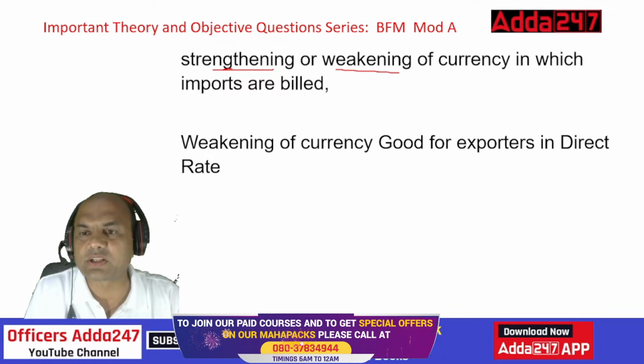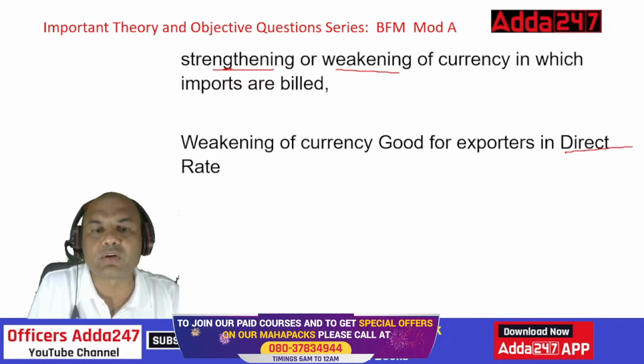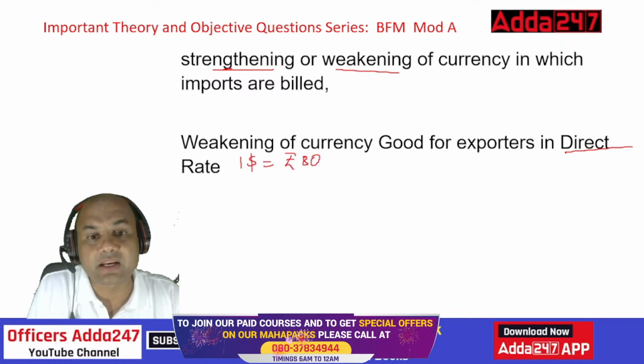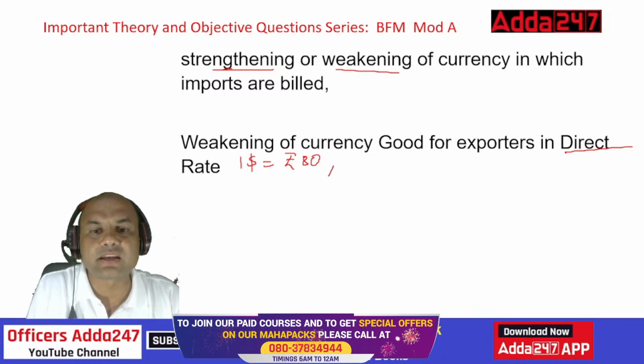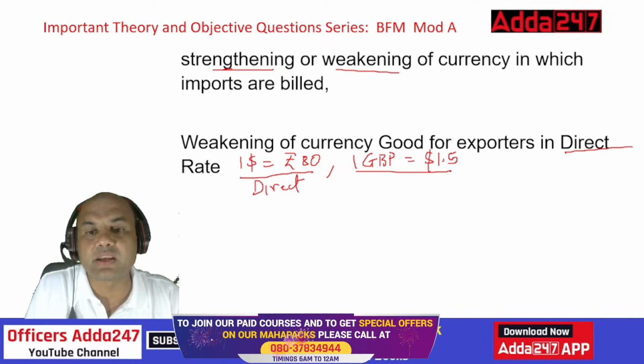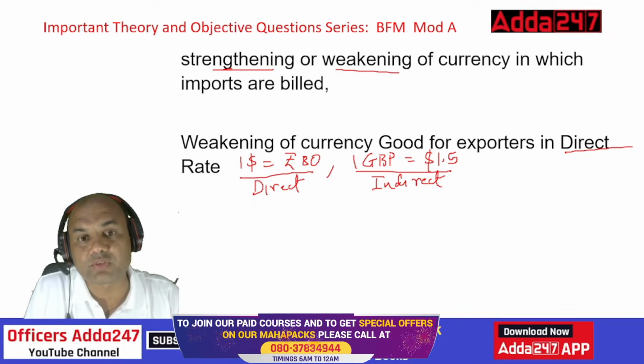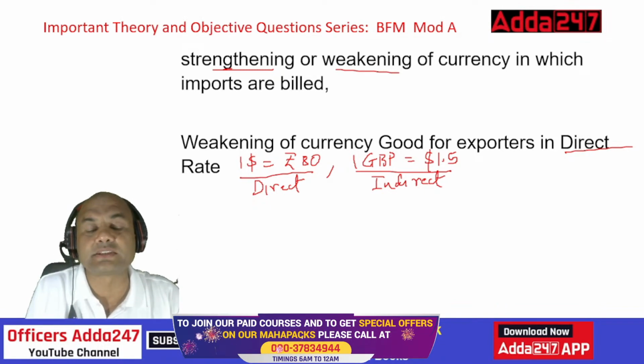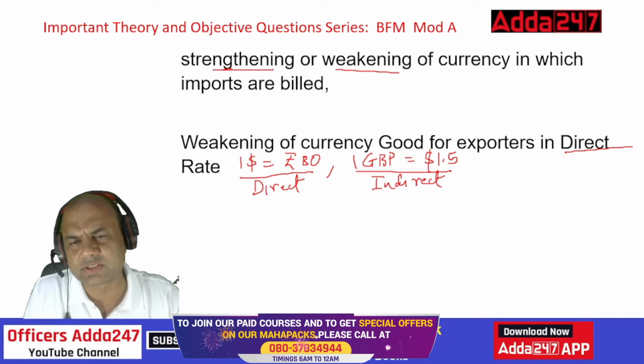What is direct rate firstly? Direct rate means $1 equals 80 rupees. This is the direct rate. What is the indirect rate then? Indirect rate is given in terms of GBP: 1 GBP equals $1.5. Here the dollar is fluctuating in indirect, and this is direct. In India we follow the direct rate system, and in the UK they follow the indirect rate system. Now the days are not far off when we Indians will go for the indirect rate system, because the dollar is falling down. It will fall down in some years to come.